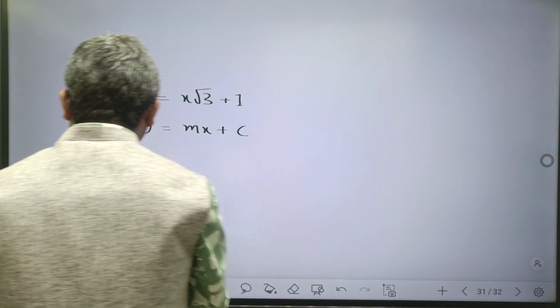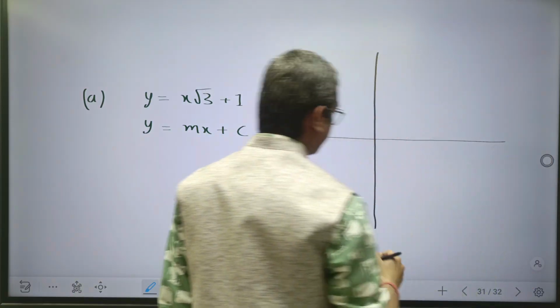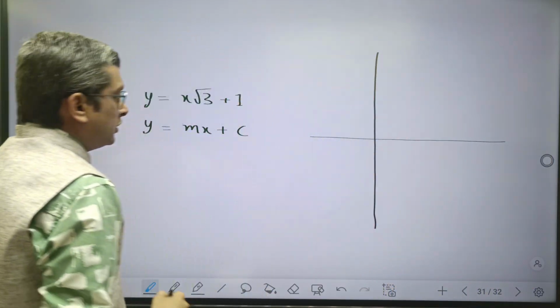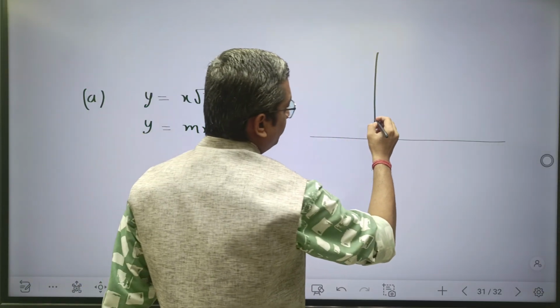So how can you plot the graph? So first plot x and y. So this is the x axis and this is the y axis. So the graph must cut the y axis at plus 1.